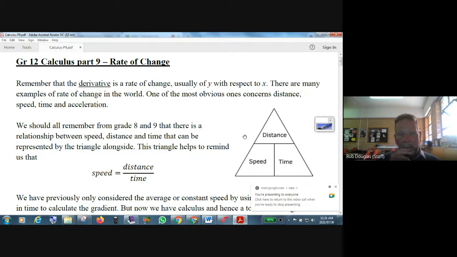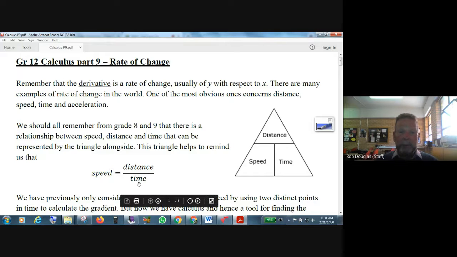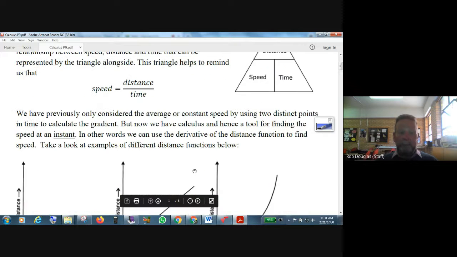Now, one of the most common rates of change you think about every day is the speed of a car or something, where speed equals distance over time, because distance could be kilometers and time could be hours. So kilometers per hour or meters per second. And maybe you remember this triangle here. If you want to find distance, it's speed times time. If you want to find time, it's distance over speed, kilometers per hour. But if you wanted to find speed, you take distance and divide by time. Maybe you remember doing that.